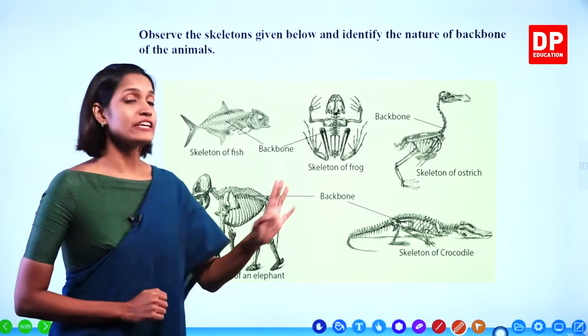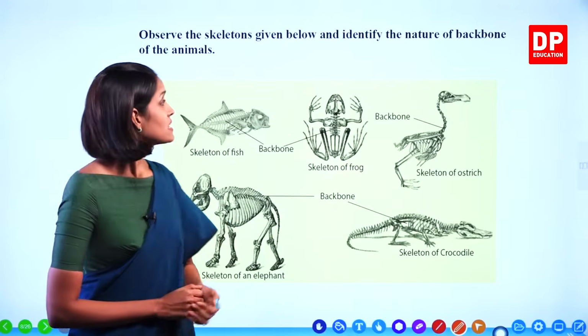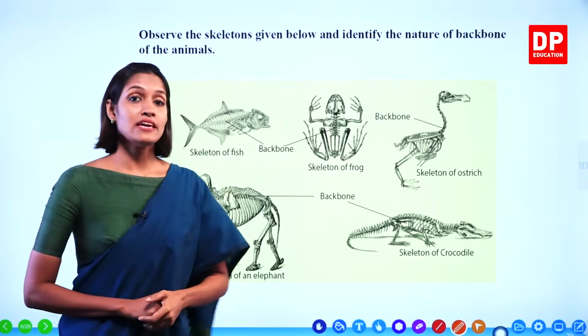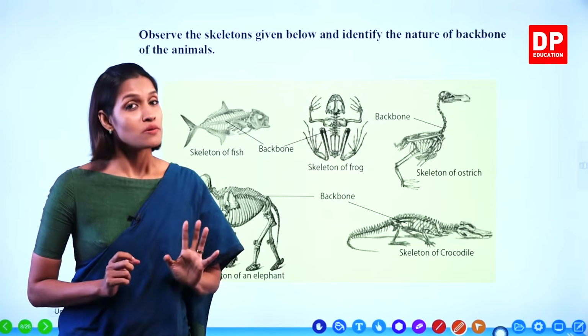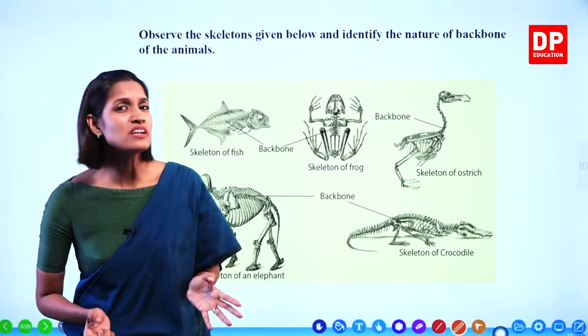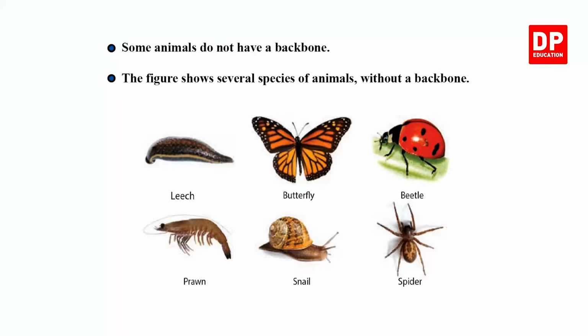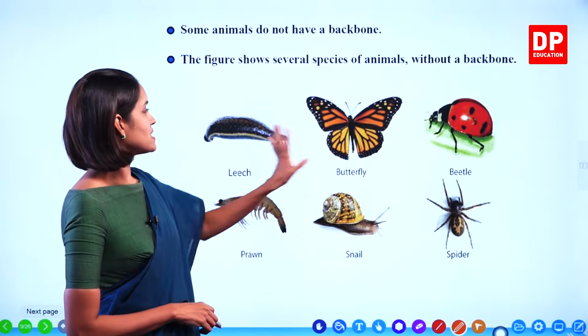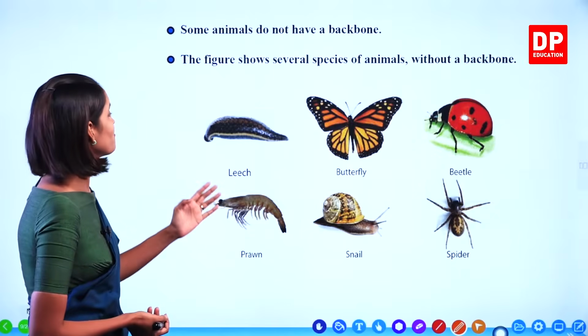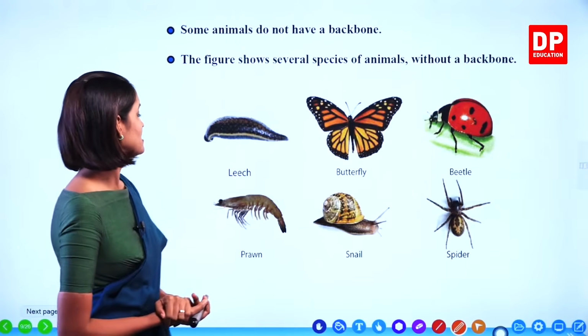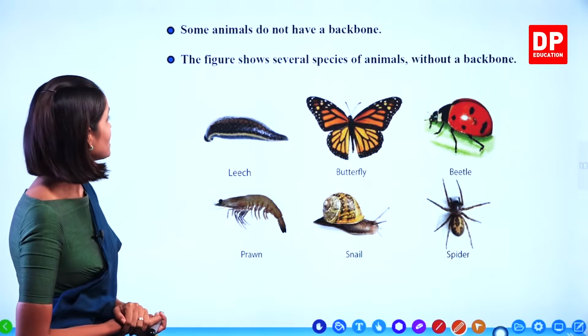So it's very clear when it comes to animals. Some animals have the skeleton with backbone. Other animals are without the backbone as well, we will see. Okay. Look at these animals, children. You must have seen these types of animals in your day-to-day life, right?